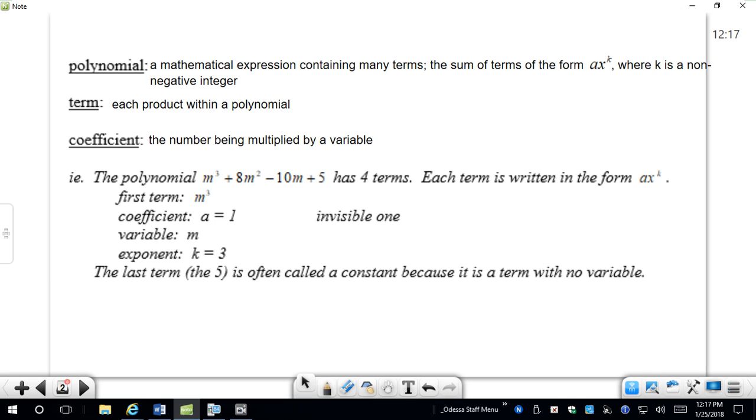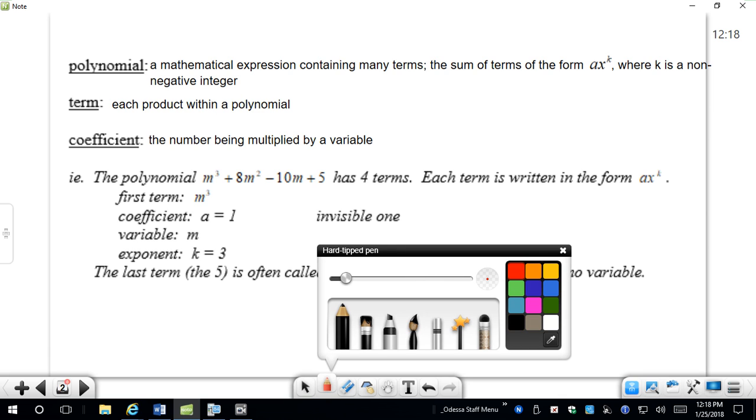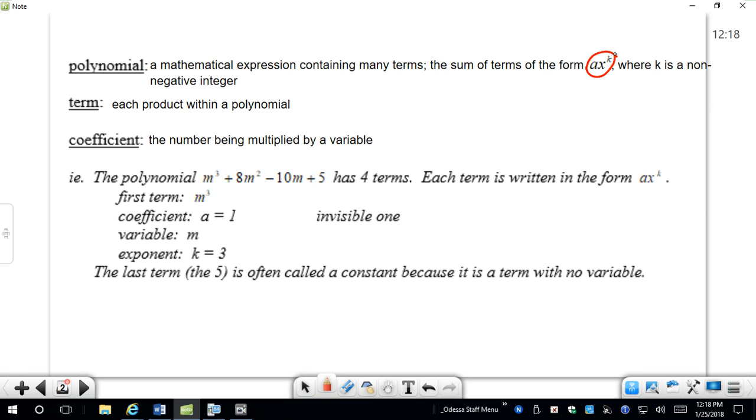Now we're going to see in a short while that there are different types of polynomials containing different numbers of terms. Now these terms will have the form ax to the k. Now, we've got that weird variable there, k, which appears to be in the exponent of x, which it is. It is the exponent of x.